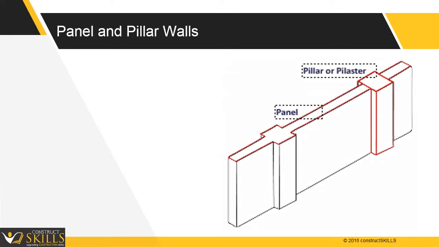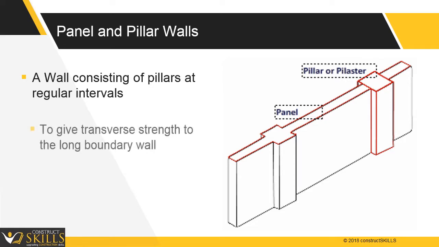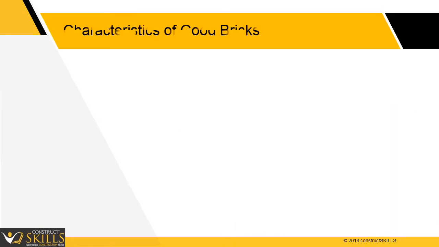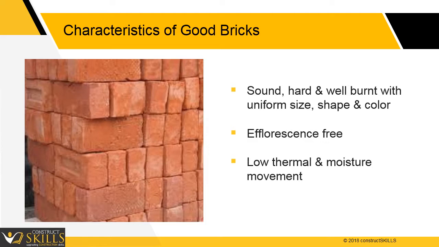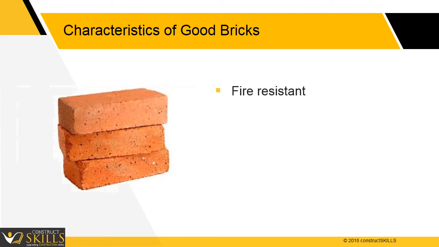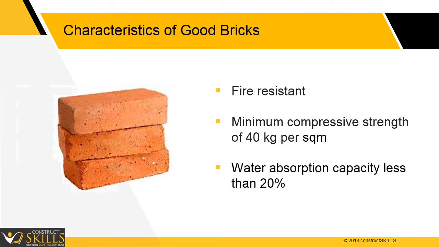Panel and pillar walls. A wall consisting of pillars at regular intervals of thin portion of wall to give transverse strength to the long boundary wall, because wall's dead load will become one-sided and tends to fall. Following are the characteristics of good bricks. It should be sound, hard and well burnt with uniform size, shape and color. It should be efflorescence-free. It should have low thermal and moisture movement. It should be fire-resistant. It should have a minimum compressive strength of less than 40 kg per square meter. It should have water absorption capacity less than 20%.